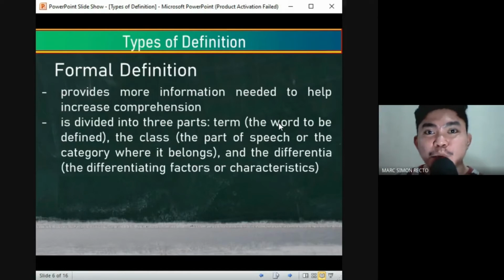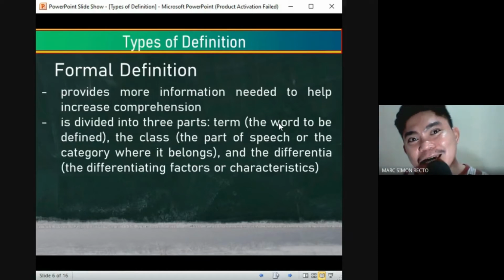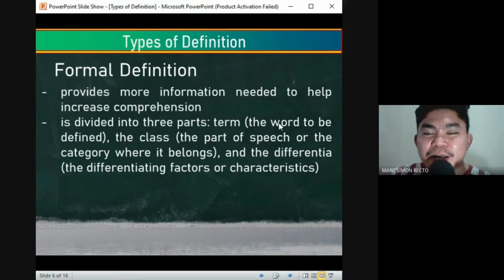The term refers to the word we are going to define. It's the most important part because we will not be able to give our explanation or definition itself if we don't know what word we are going to define. What is that word, right? Then the second part there is the class. It could be the part of speech or the category where that particular term belongs to. Then the third one, the last part there is the differentia or the differentiating factors or characteristics. What makes it different from other words?